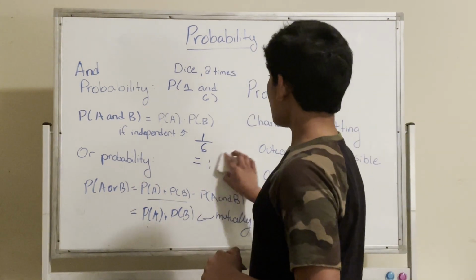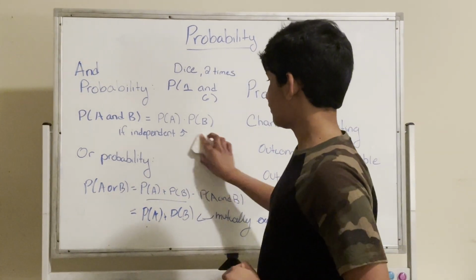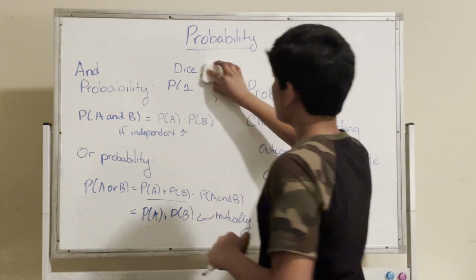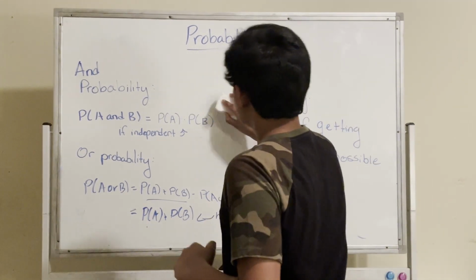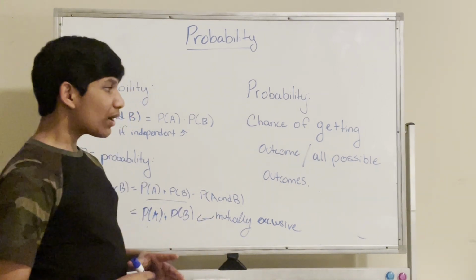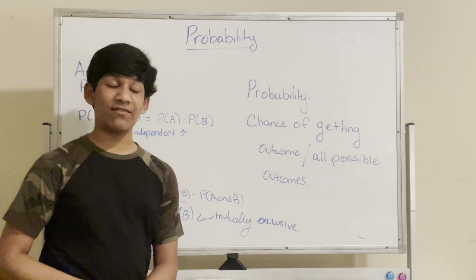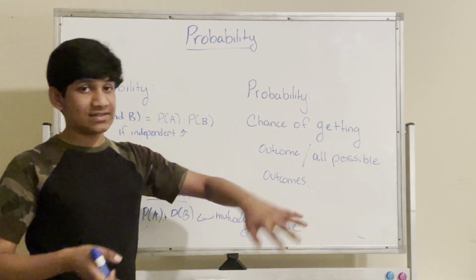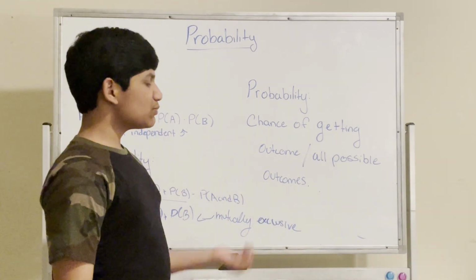So we have this over here. So let's review the difference between probability and odds. So the probability is the chance of getting the outcome over all possible outcomes, which we'll define as the denominator to be the sample space. Now, what are the odds?